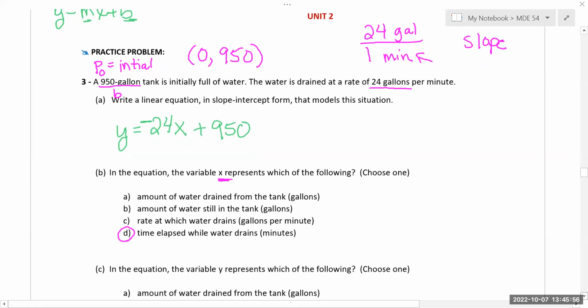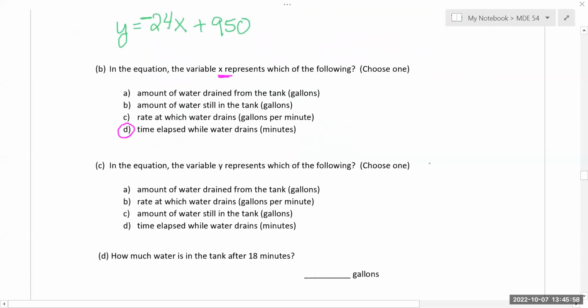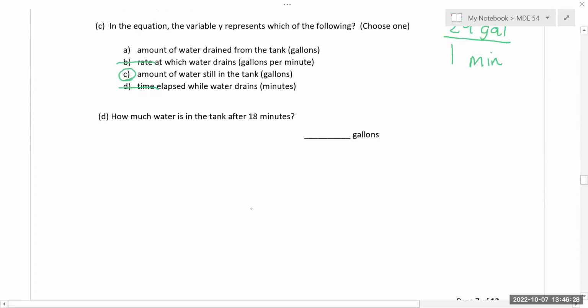So then the next part is what's y? Well, we said y was gallons. So it's the amount of water still in the tank in gallons. If you wrote the 24 gallons over 1 minute, you can at least start to cross out. Well, it's got to be gallons, so it's not B. It's not D. Is it the amount of water drained or the amount left in the tank? It's the amount still left in the tank. So how much would be in the tank after 18 minutes? This would be a good one to pause on and try.